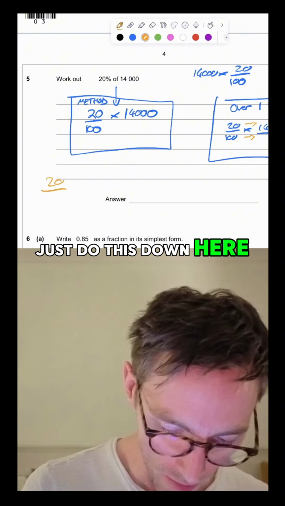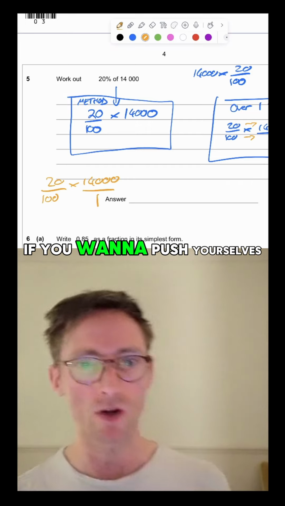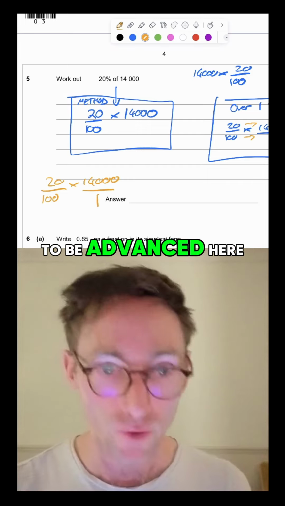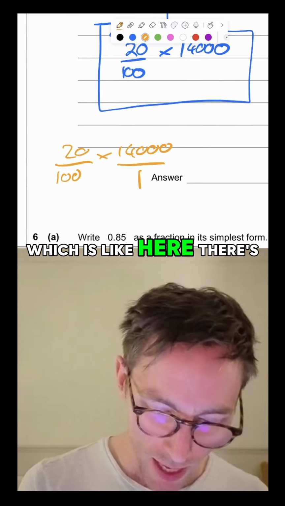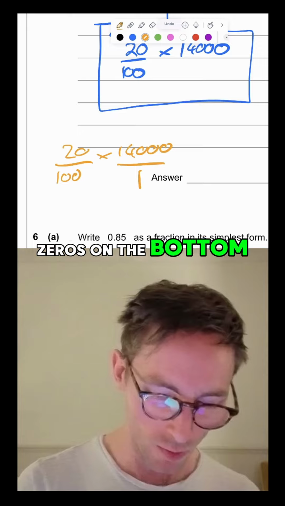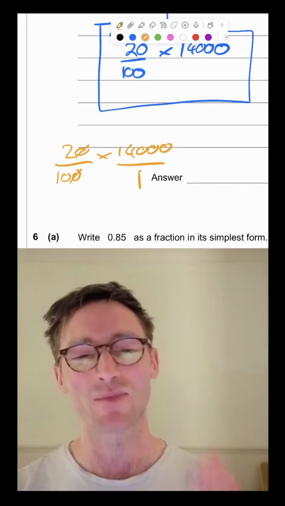Let me just do this down here. Cross cancelling. If you want to push yourselves to be advanced here, you want to look for this thing called cross cancelling, which is like, here, there's zeros on the top and zeros on the bottom, so we can cross them out. Actually, it doesn't really matter. The cross-cancelling doesn't really matter here, but sometimes it does.